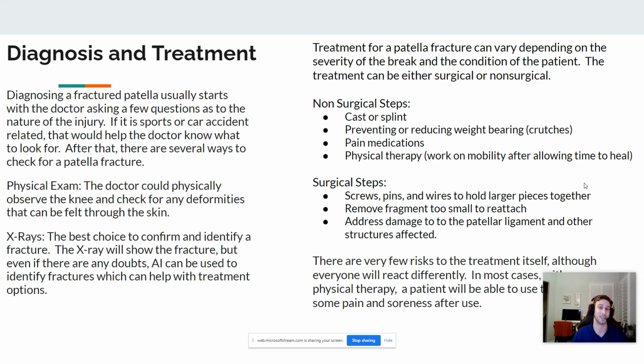We are pretty good at knee surgery at this point. We know what we're doing in there. Obviously everyone reacts a little bit differently, but we're pretty good at going in there. And in most cases, a patient will just need physical therapy to get movement back. And then they're going to have some general pain and soreness that comes with having a knee surgery.